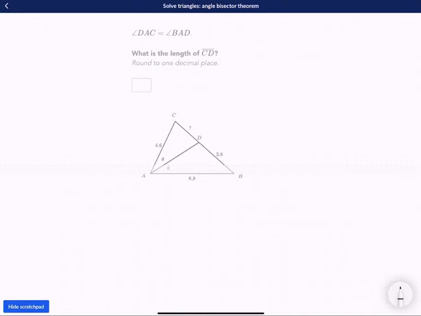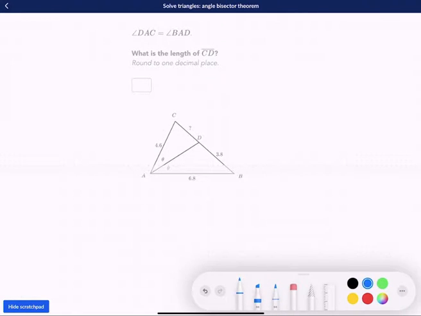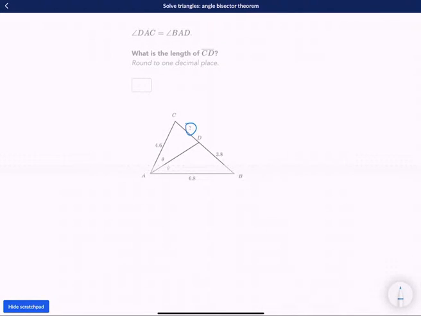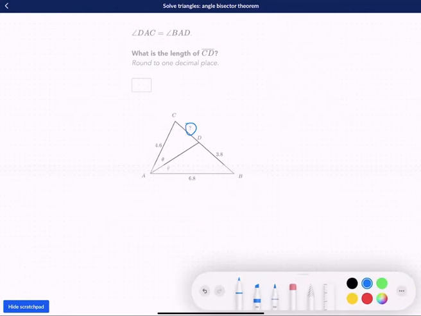This is what we're looking for. Let's get a different color than black. There you go. Looking for that question mark right there. So this is what we know, people.